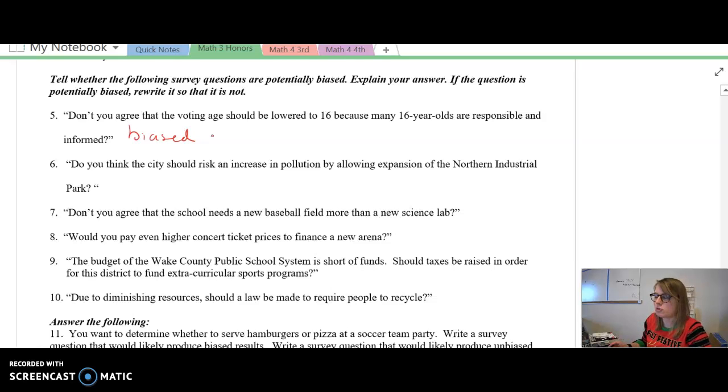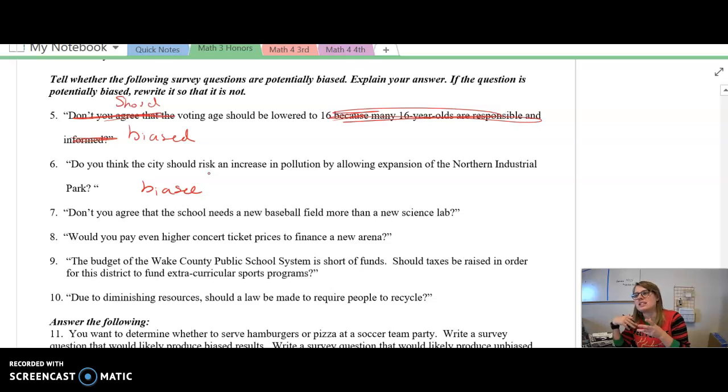So the way to rewrite this is that we can just take out "don't you agree": should the voting age be lowered to 16, and take out this entire thing. It's a question, nothing else. Alright. Number 6, do you think the city should risk an increase in pollution by allowing expansion of the Northern Industrial Park? This is biased because, again, they're trying to sway them a certain way by showing this negative part.